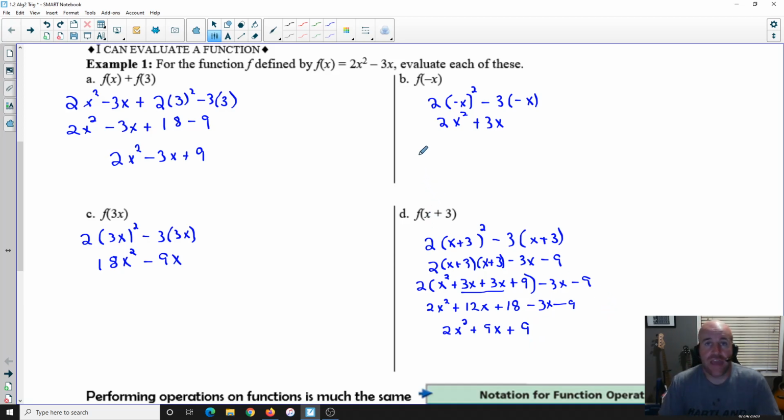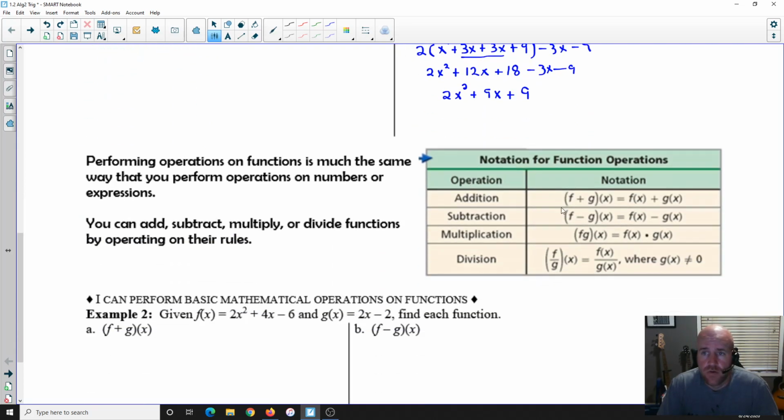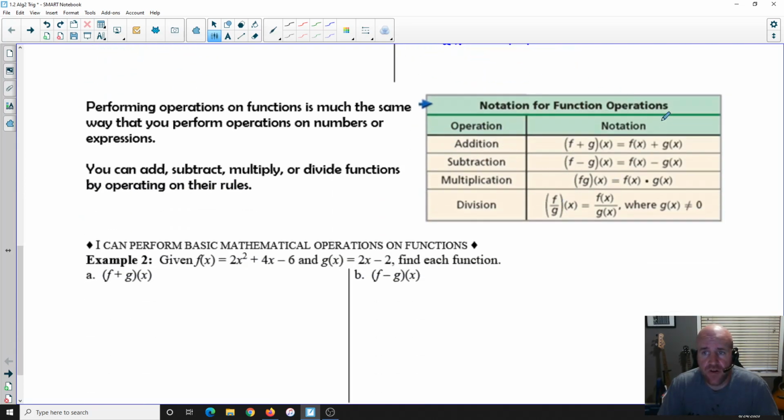So that's your first look at some operations. So subbing in, evaluating like we did before, and then adding functions. So just take a quick look at this. This is all the operations and some examples in function notation of addition, subtraction, multiplication, and division. And we can go over those again in class.